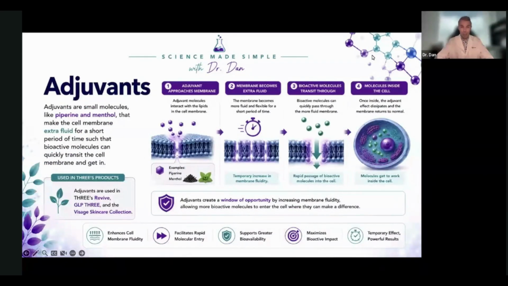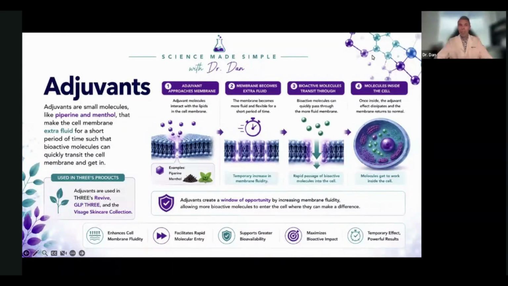Okay, now we have adjuvants. What adjuvants do is they make the cell membrane a little bit leaky, a little bit more fluid than normal, just for a split second. And when you do that, if you have molecules that are somewhat absorbable into the cell membrane, they can quickly get into the cell. So when you destabilize the cell membrane just a little bit, these molecules can get right in. Classic adjuvants are piperine and menthol, piperine from black pepper, menthol from peppermint. We use adjuvants in our Revive GLP-3 and our Visage skincare collection.